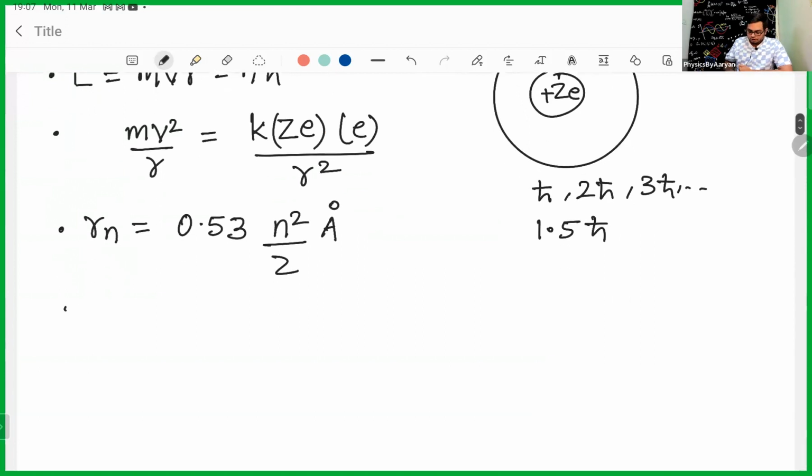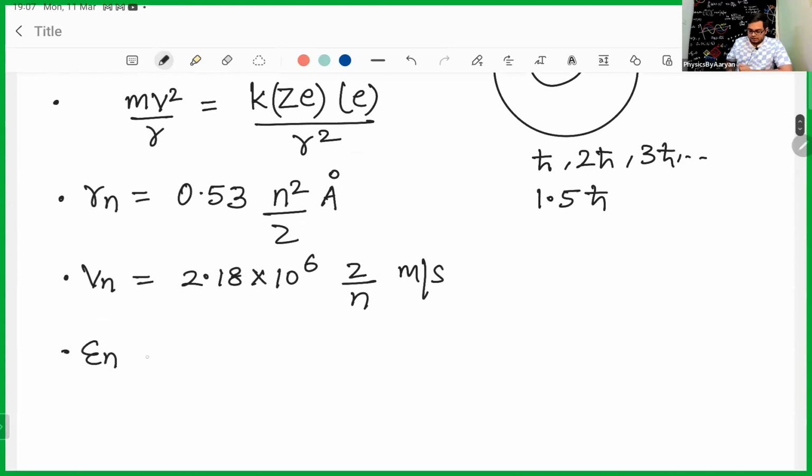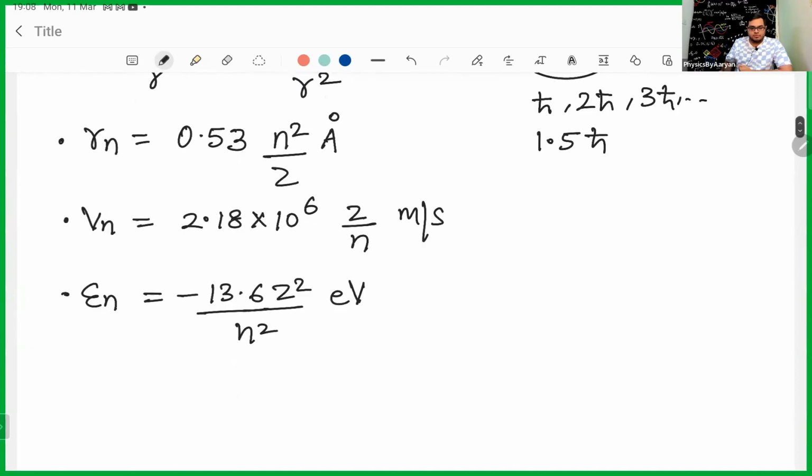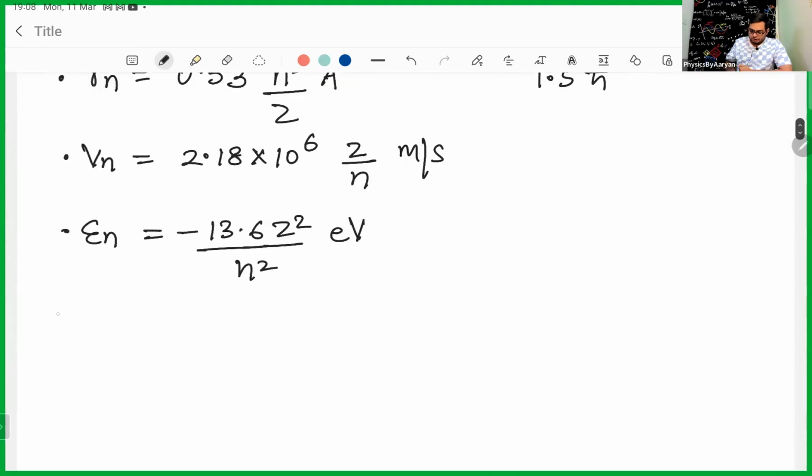Then we found the velocity. Velocity, how did we find? Velocity was 2.18 into 10 to power 6 meter per second, and then we had Z by n. And then we had energy formula. Total energy was minus 13.6 Z square by n square electron volt, right? और हमने 3 फॉर्मूला और किए थे.